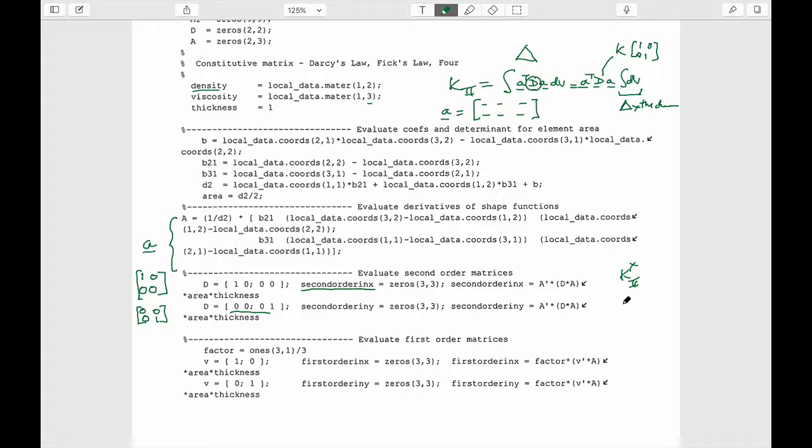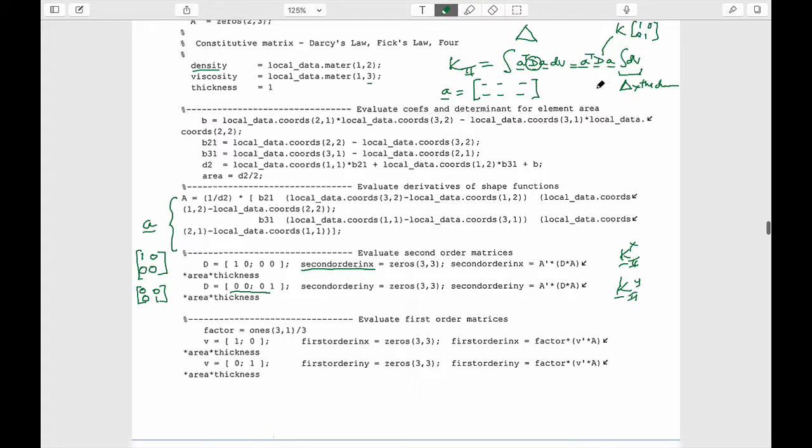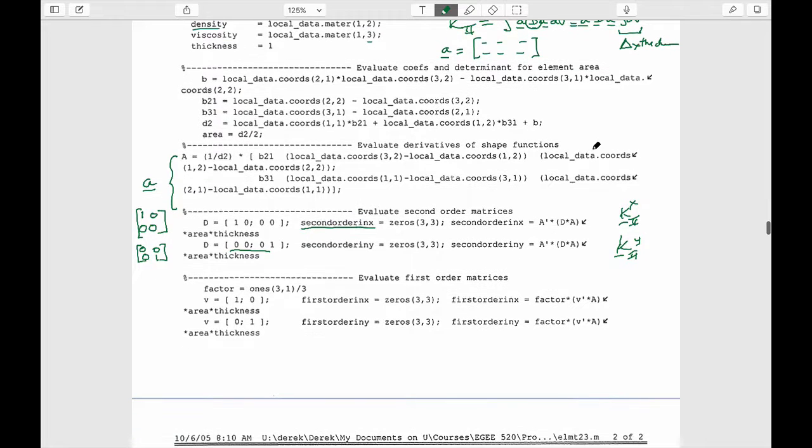Then we get K second order with respect to Y. And then we multiply them out. A transpose dA is just this term here, I guess, times the area and thickness is this term here, and you end up with this. So these are the matrices that represent K1x and K2x and K2y.